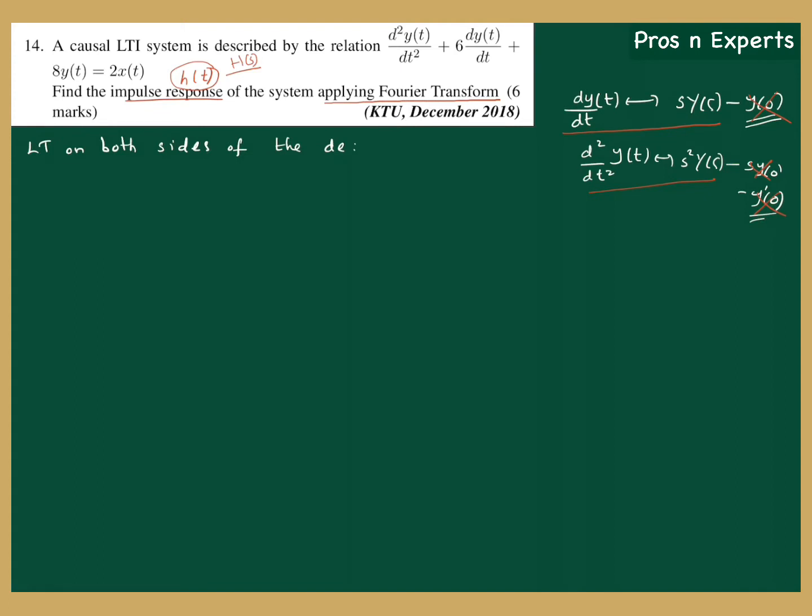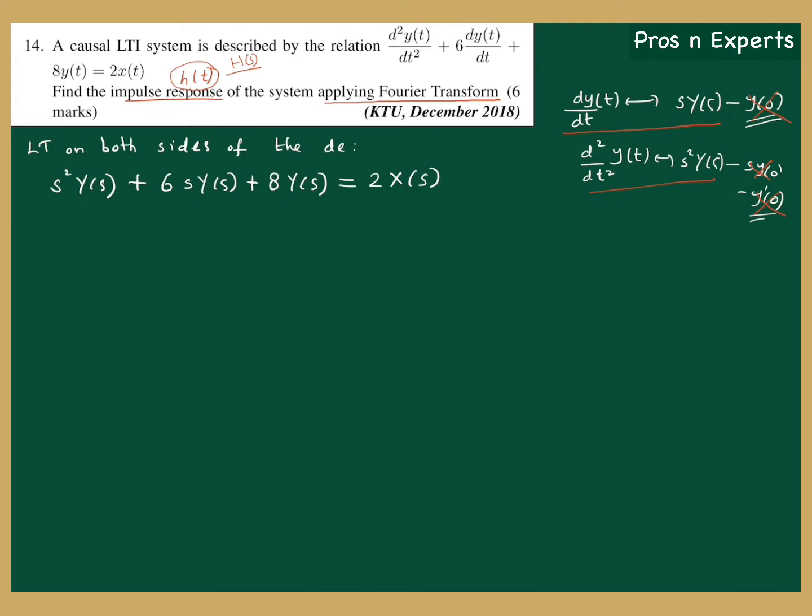That will give me the first term, d square y of t by dt square, which will be changed into s square y of s. Okay, plus the second term is 6 into dy by dt. So the Laplace transform of that term will give you 6 s into y of s, plus finally you have 8 y of t. So its transform can be simply given as 8 y of s, equal to the right hand side, where you have 2 into x of t, whose transform will be 2 x of s. Okay, now you cannot barely or steadily proceed from this equation.